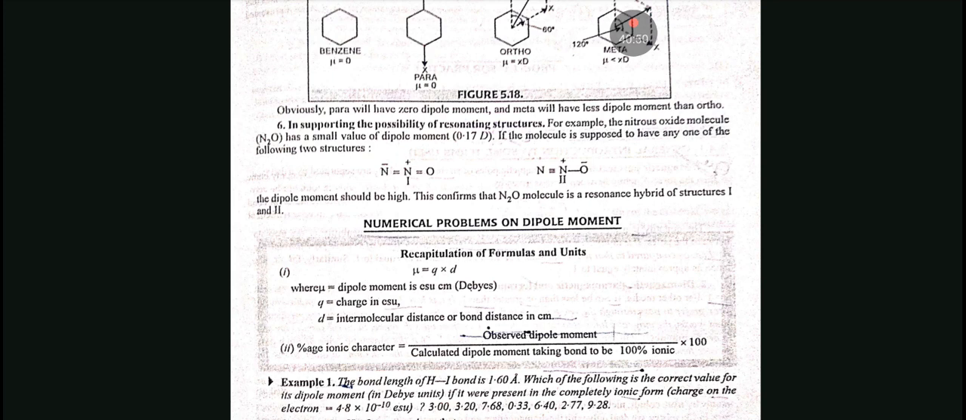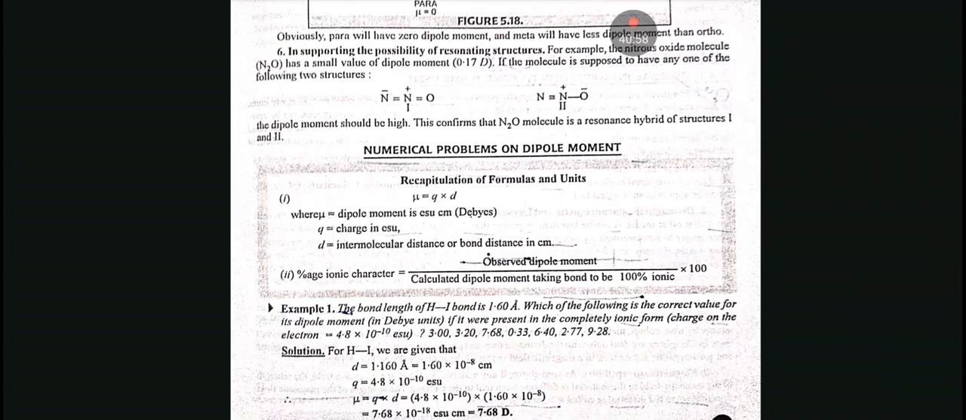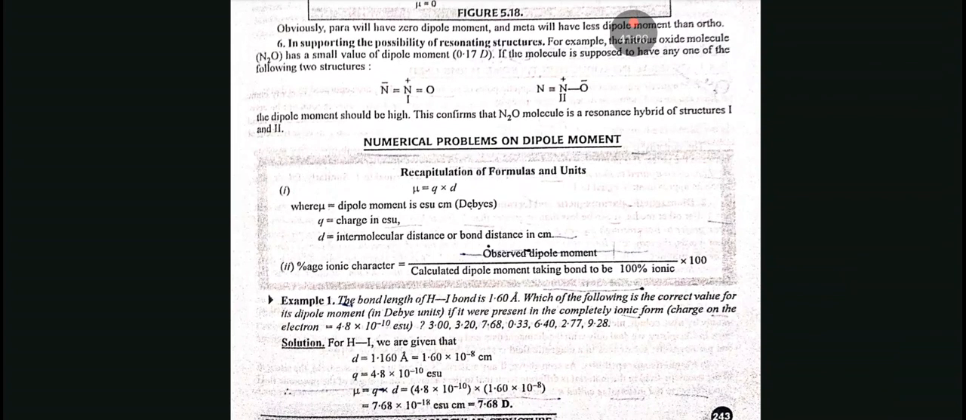Numerical problems on dipole moment. A recapitulation of formulas and units. Mu is equal to q cross d, where mu is the dipole moment in ESU centimeter, q is the charge in ESU, which is a very small unit of charge, and d is the intermolecular distance or bond distance in centimeter. Percentage ionic character is the observed dipole moment upon the calculated dipole moment, taking the bond to be 100% ionic, into 100.